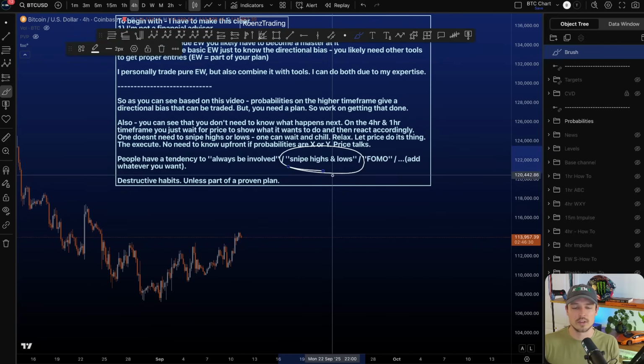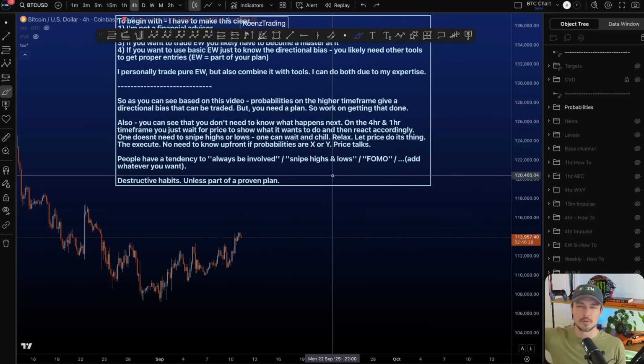Sniping highs or lows can be part of a proven plan. There's many people in my Discord that know how to snipe highs and lows because they have a plan set in stone to make that happen. I think one of the best ones in my group is maybe a Band-Aid. He's also a mod on YouTube and in Discord, and he is great in sniping highs and lows, but he has a plan for this.